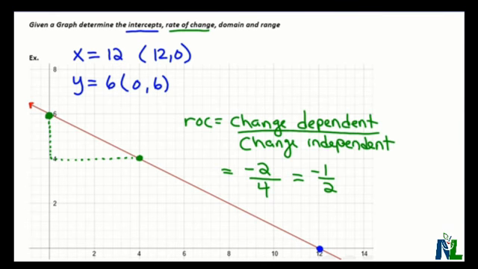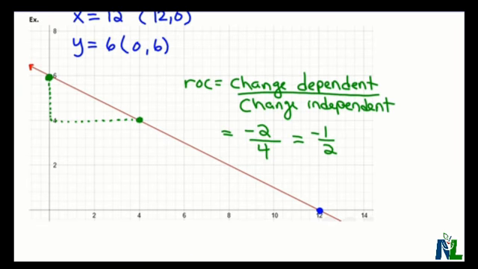The domain and range would just be determining what would be our possible x and y values for this graph. So the domain, we can see here that this graph actually continues on. There should be an arrow down there. It continues on in each direction indefinitely. So the domain would be all real numbers.